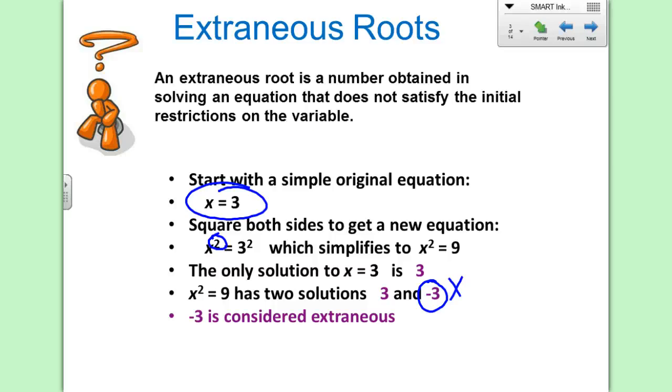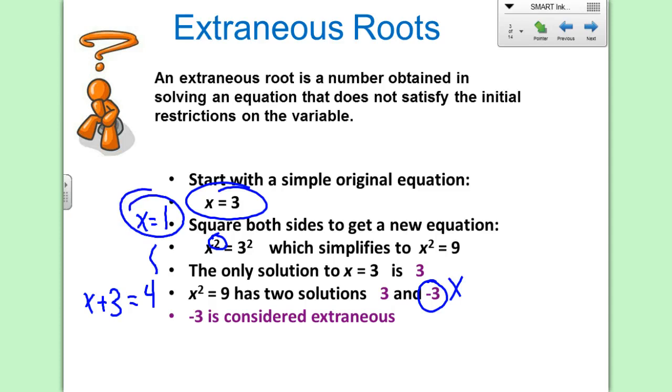Now, what if we did something else? What if we started with something like this: x plus 3 is equal to 4. Everybody knows, for this example, that if I took the 3 to the other side, the only thing x could be is 1. That's what you think. But watch what happens when you square.